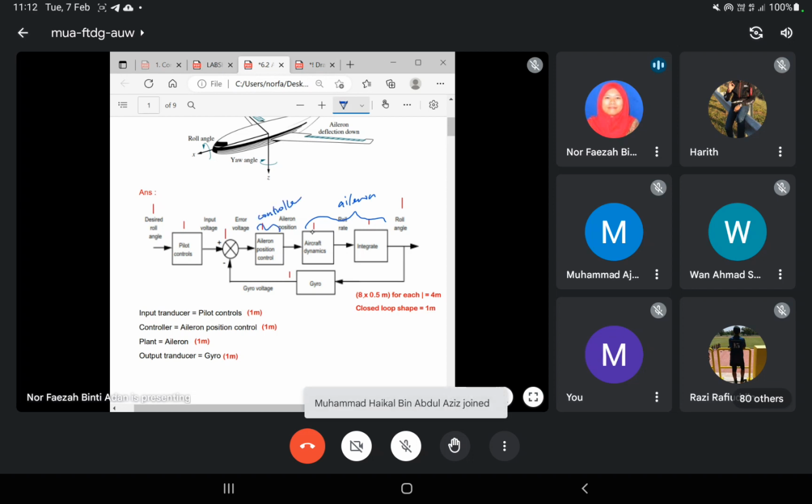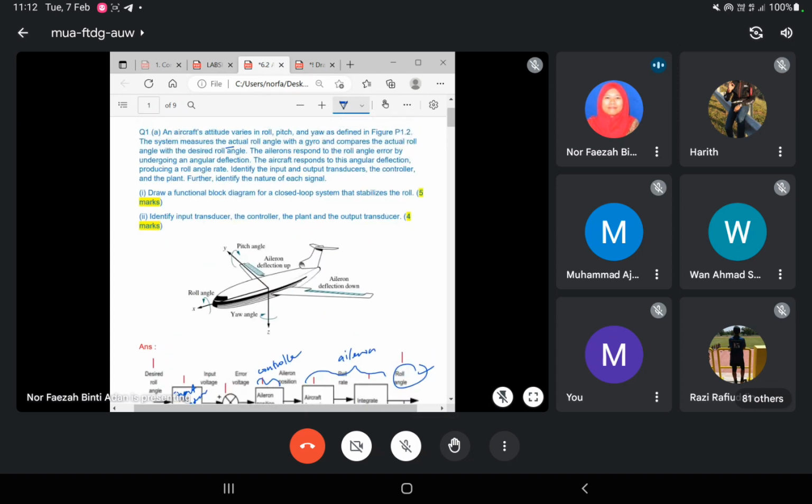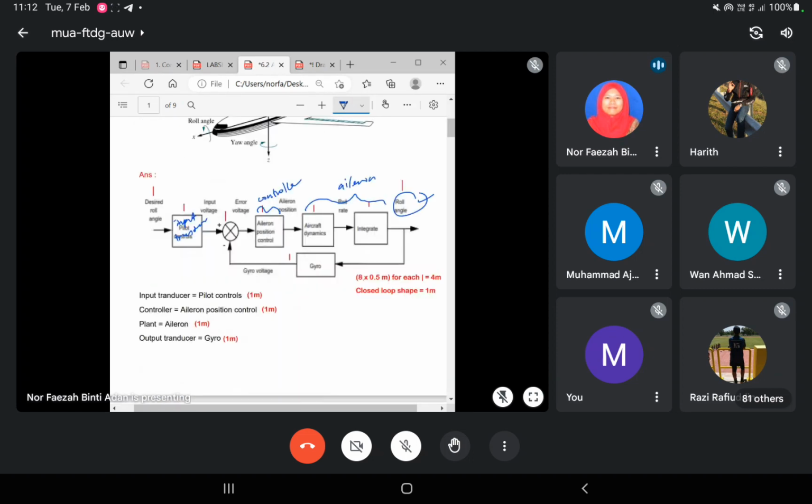And this one, if you just want to put input transducer, okay, and then you have your output. And then your output is roll angle, and you have a feedback because it is a closed loop control system. So feedback, you baca balik ayat dia, it mentions about actual roll angle with a gyro. Okay, system measures actual roll angle with a gyro. So gyro is your feedback transducer.